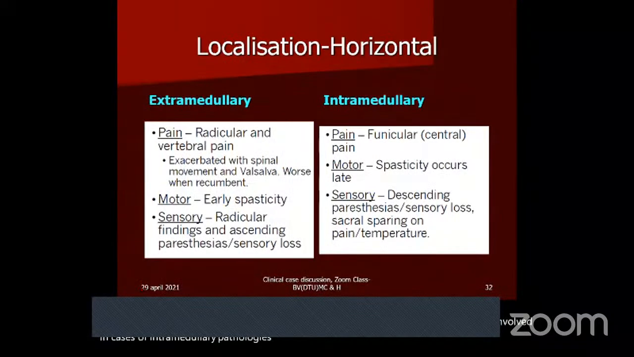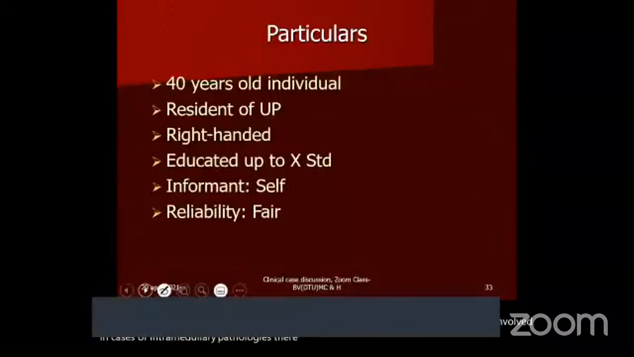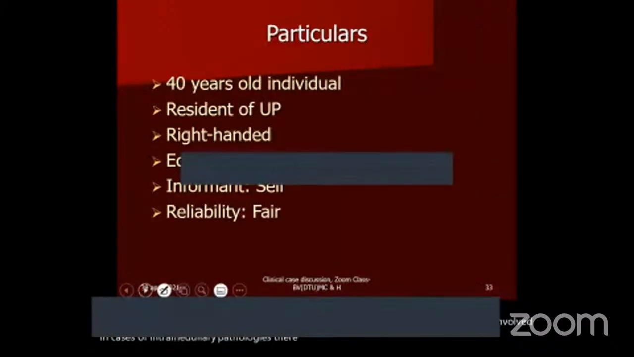So with this background, we'll go on to the case now, which is the primary aim of this discussion: a 40-year-old individual who is a resident of UP, a right-handed man, educated up to 10th standard. The information is given by the patient himself and reliability is fair. So you imbibe the particulars of this.